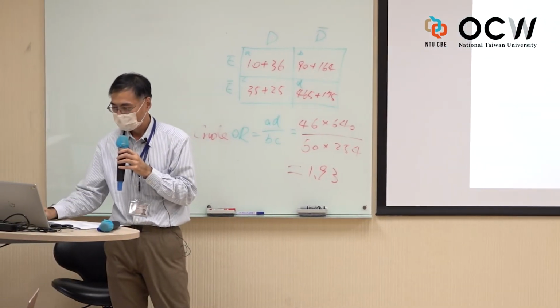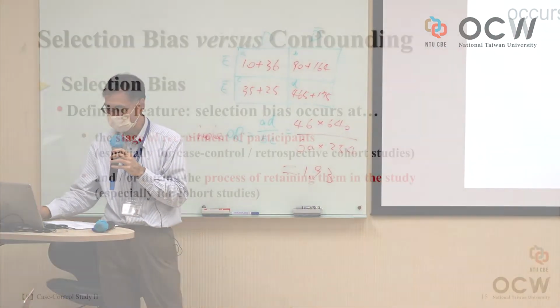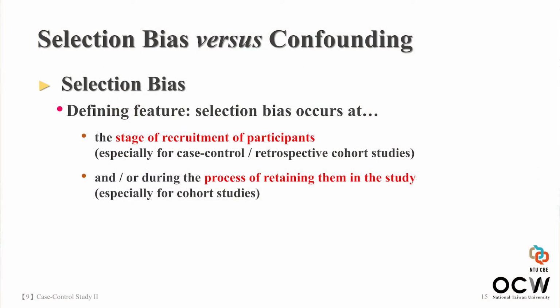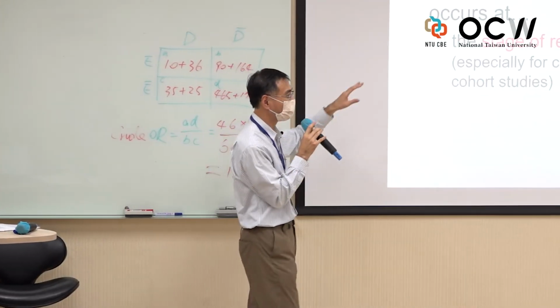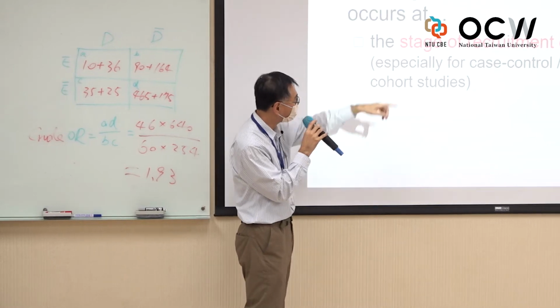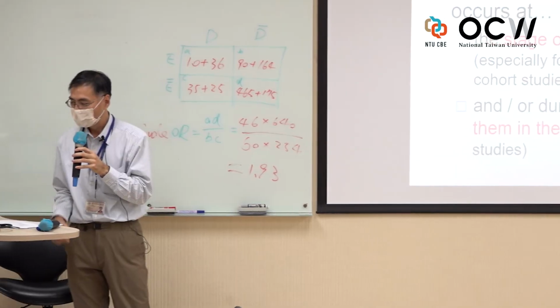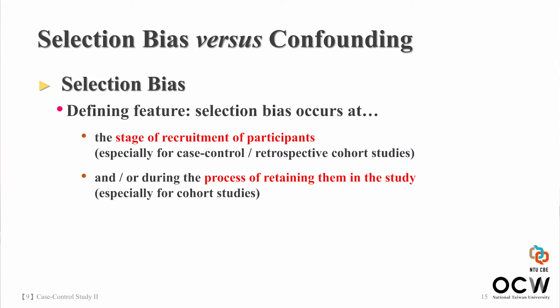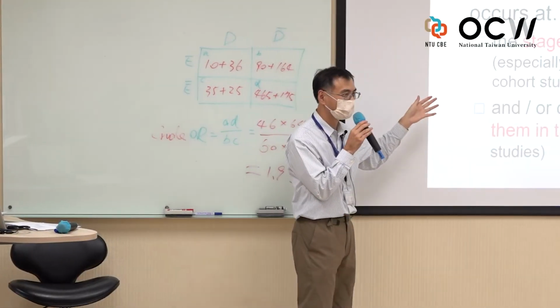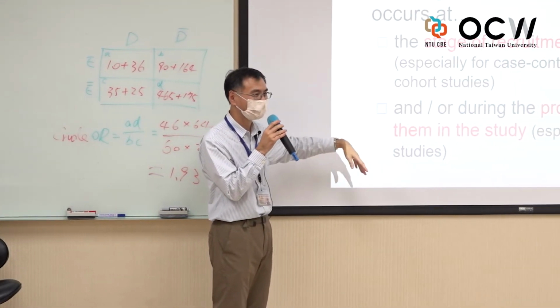Okay, but the other definition is that selection bias occurs at the stage of recruitment of participants, especially for case control study or retrospective studies. Of course it's about procedure, but here it emphasizes that it could happen at the stage of recruitment of participants, or during the process of retaining them in the study, especially for cohort studies. So this is a better definition because it covers different kinds of scenarios.